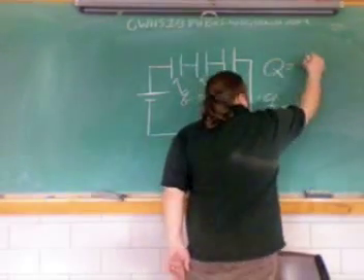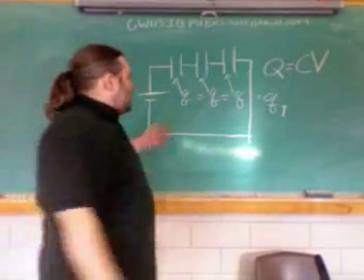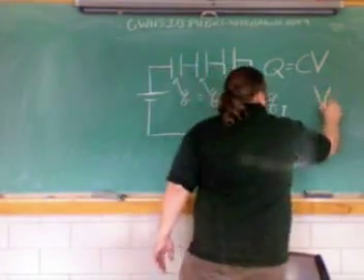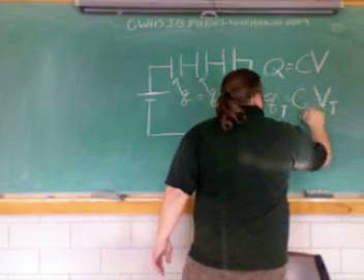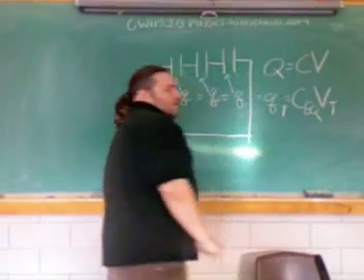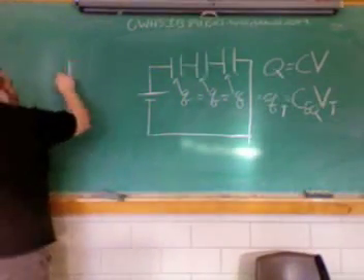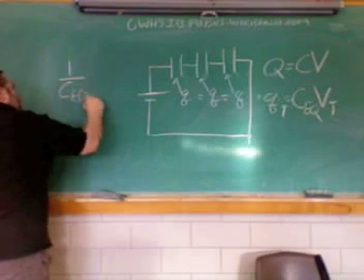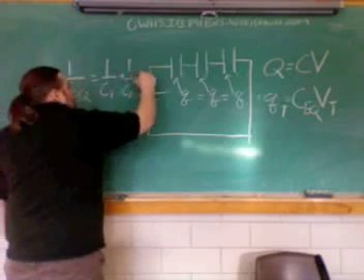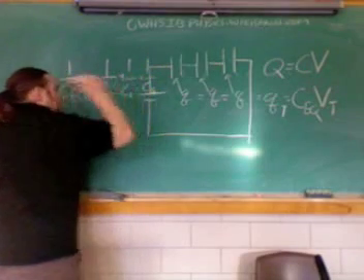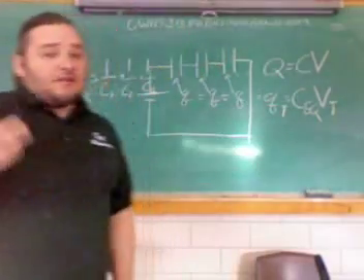So it really makes this problem simple, because we're going back to that idea of Q equals CV. My V is going to be my V total, and my C is going to be my equivalent. And when coming up with equivalent capacitors, 1 over C equivalent is equal to 1 over capacitor 1 plus 1 over capacitor 2 plus 1 over capacitor 3, and so on, inversely. And then you get your equivalent capacitor.